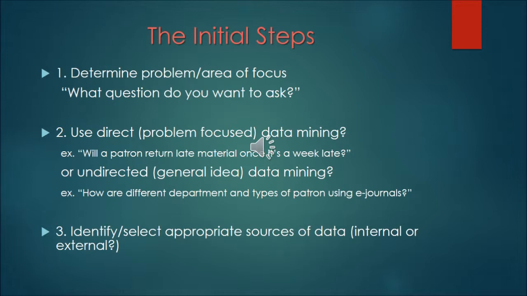Undirected data mining is used when the library manager wants a better idea of a general topic area. One possible area of focus could be how are different departments and types of patrons using e-journals? Because undirected data mining uses many tools repeatedly to locate available patterns, usually invalid patterns are more probable of being found, or an overwhelming number of patterns may be produced that need to be explored. So this is only a good technique to apply when using well collected or clean data with a strong data warehouse.